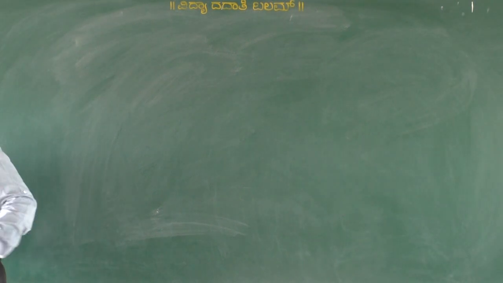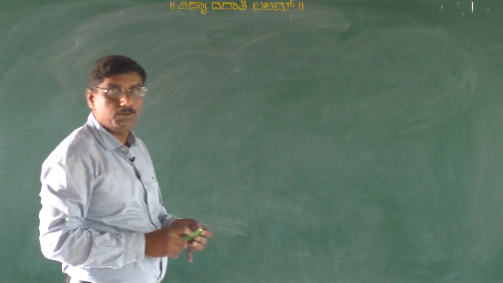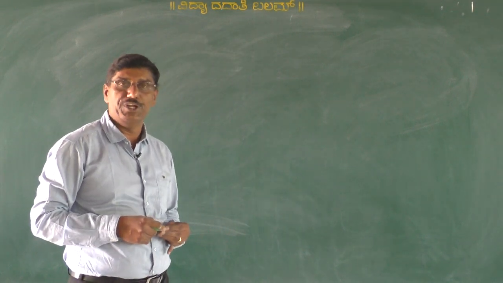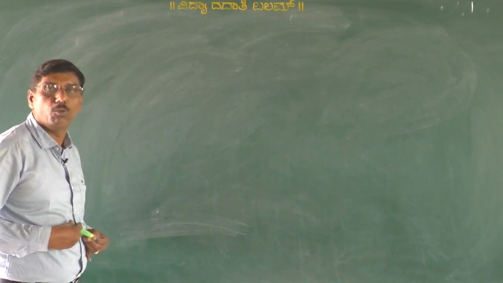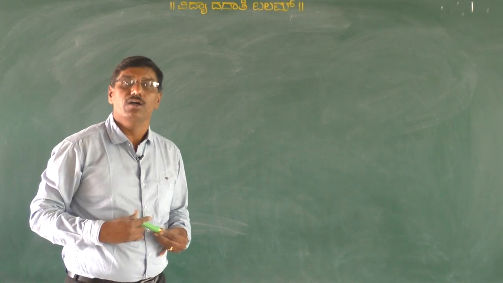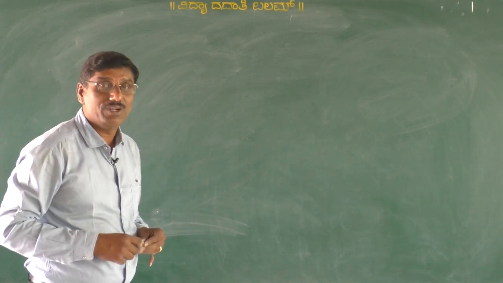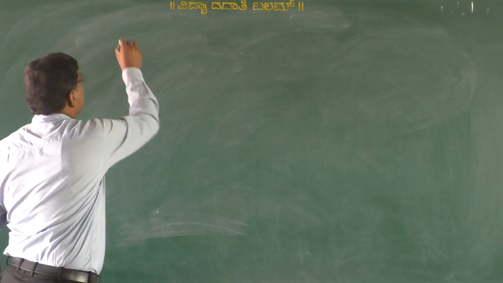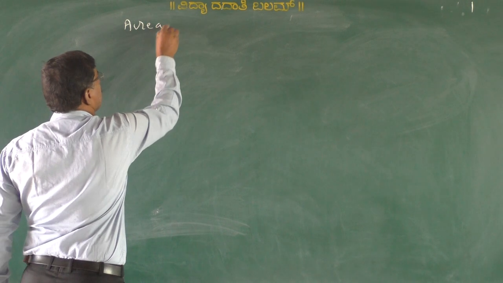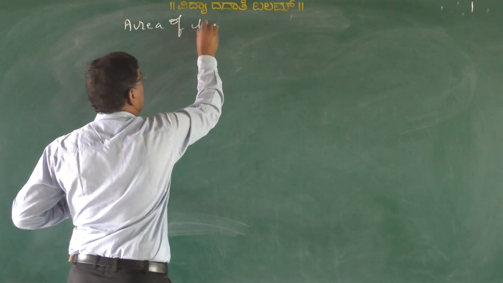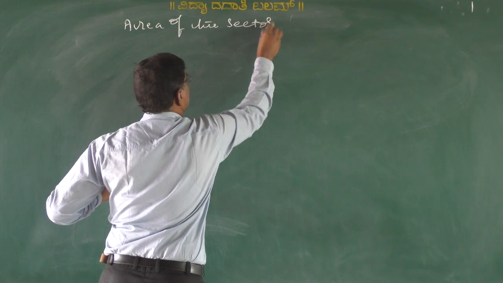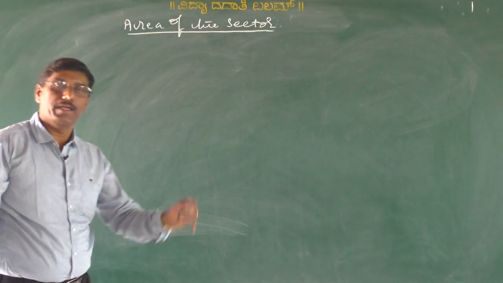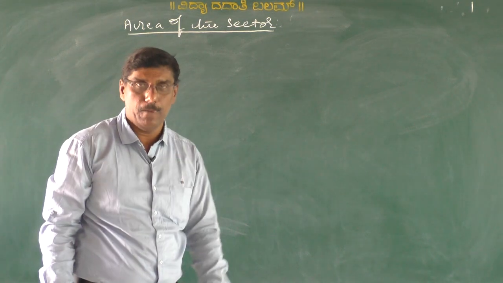We want one more formula, which need not be proved. There is no need to prove it, but you must know the formula. That is what we call the area of the sector. I need the formula for the area of the sector, children.